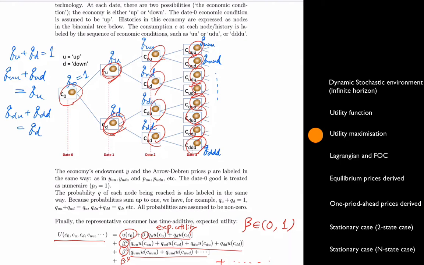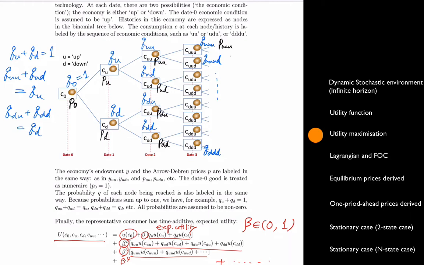Now let's formulate the utility maximization of this consumer. For the consumer, prices are given. The consumer is the price taker. So we are going to denote by P0 the price of this date 0 consumption good. PU is the price of this consumption good. PD, PUU, PUD, PDU, PDD are the prices of these consumption goods at date 2. And PUUU, PUUD up to PDDD.